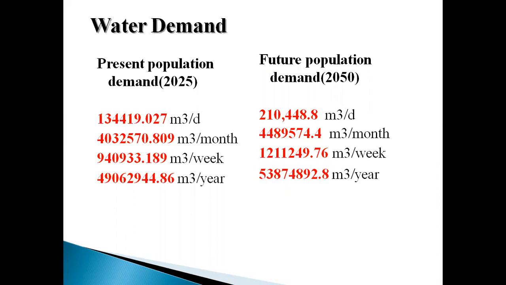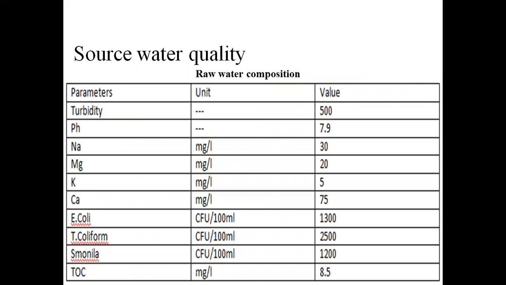These are the figures calculated from some formulas: the present population's demand for water and the future demand. I take 2025 as the present population because the project I want to propose takes a few years to move through the construction phase. So when the plant comes into effect, it will be the year 2025. This is the composition of my water, which I take from the river Indus. These are the parameters.